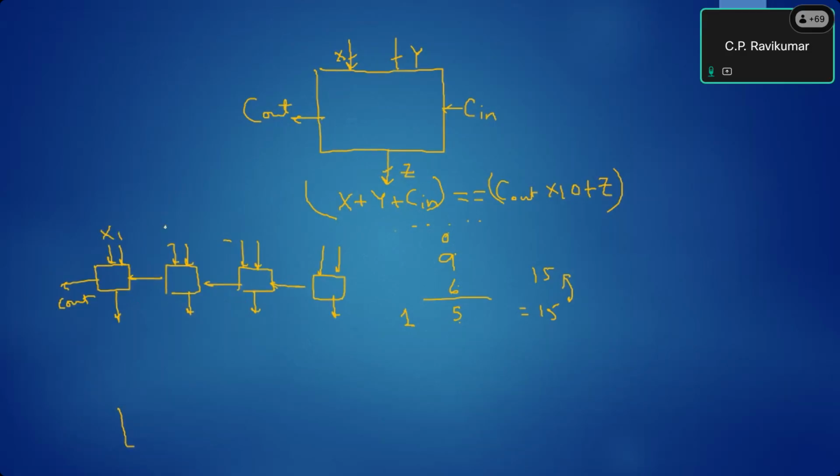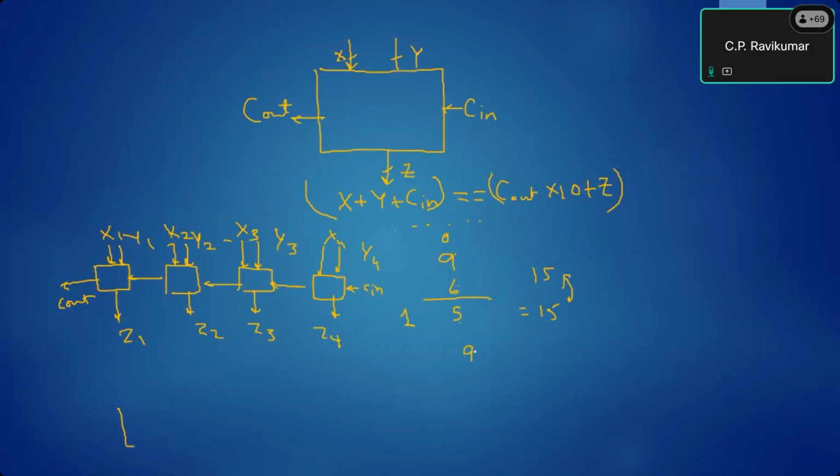Let us pretend that this is x1, x2, x3, x4, and y1, y2, y3, y4. And it is carry. These are z1, z2, z3, z4. So what is the assertion that we should write?